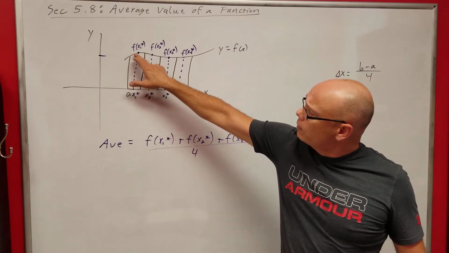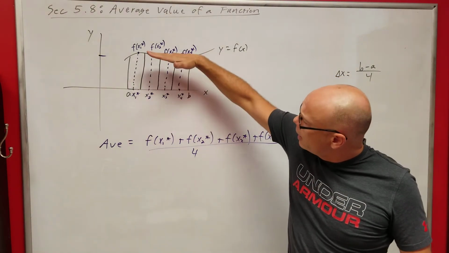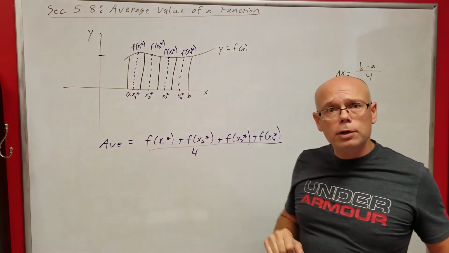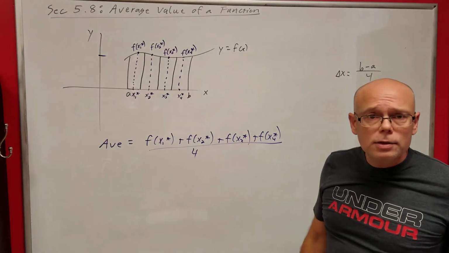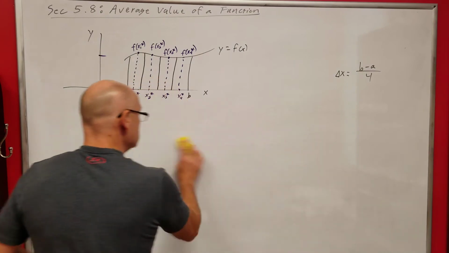All right, now what if I'm given a continuous function from A to B, but I'm given an infinite number of values in here? How do I go about finding the average height or the average y value or the average output if I'm given an infinite number of values there? Well, let's see. We're going to do a very similar thing to what we just did.